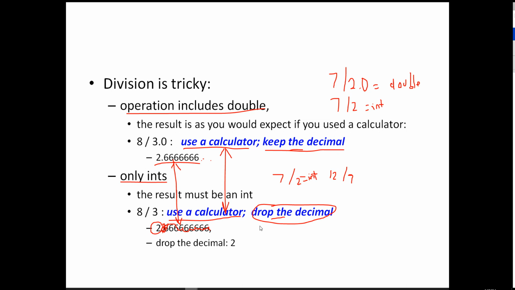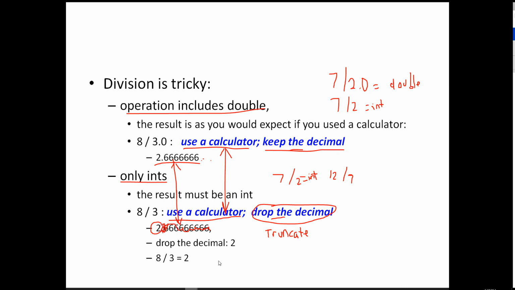So drop the decimal, you get a 2. By the way, the big word here is truncate. Truncate means to cut something off. And so to drop the decimal is when you truncate it. All right? So drop the decimal. So in other words, 8 divided by 3 is 2.